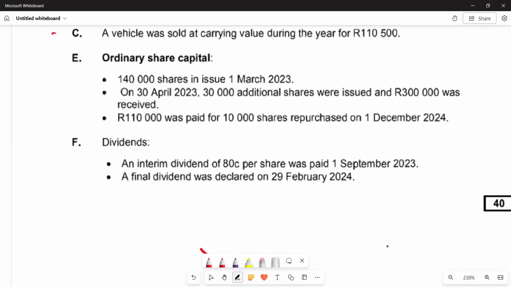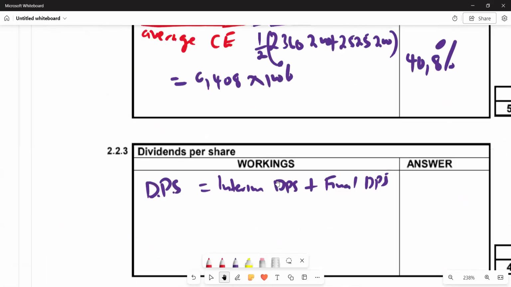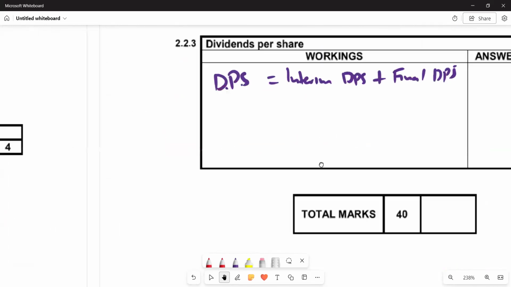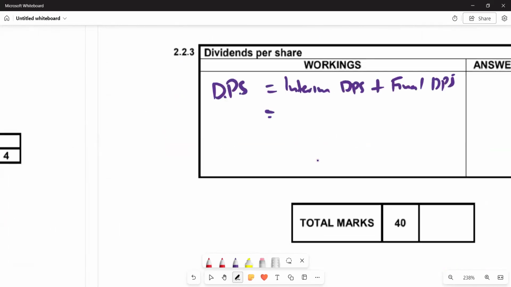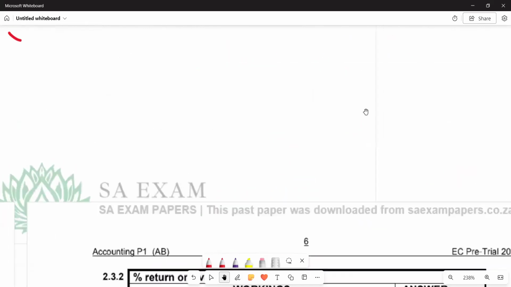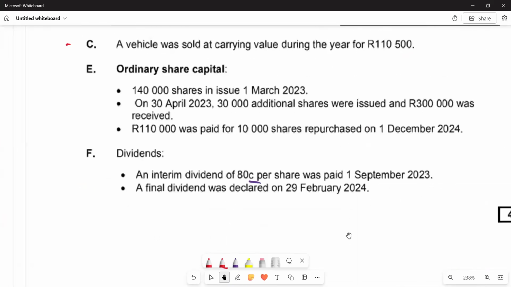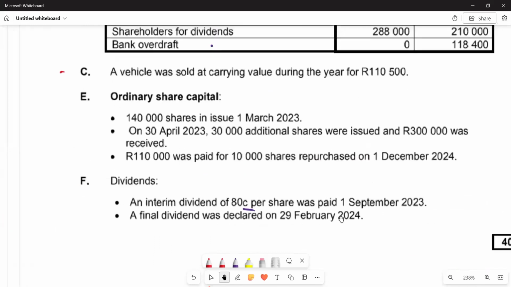Remember, for interim, they said interim dividends of 80 cents per share. So this is dividend per share, 80 cents. So for interim, we can just enter our 80 cents. So we are saying interim is equal to 80 cents. And then we enter our final. Our final now, that is the one that we are supposed to calculate according to the information given. We are saying final, it was declared at the end of the period.